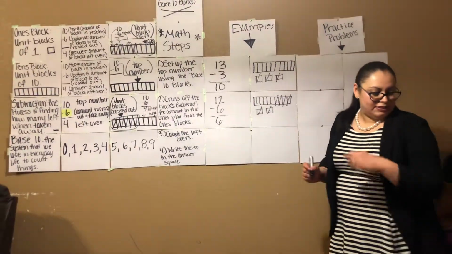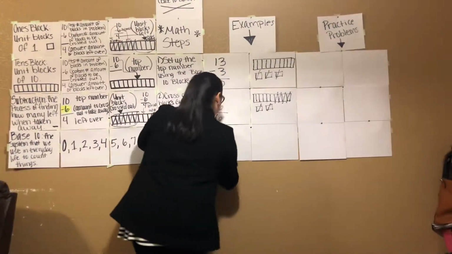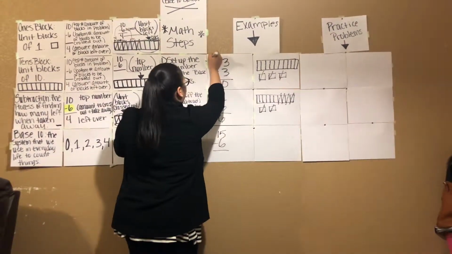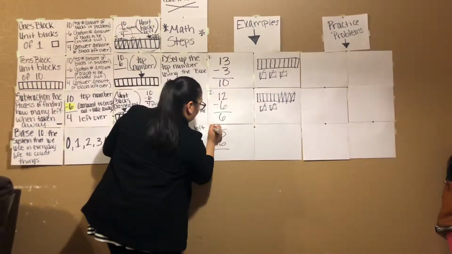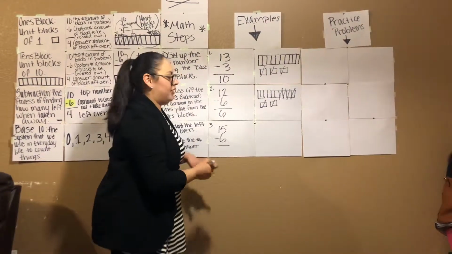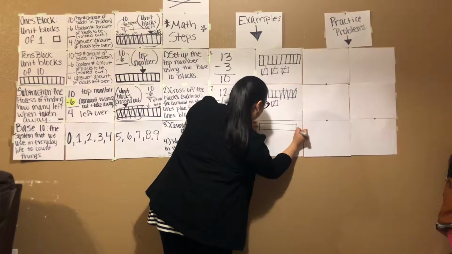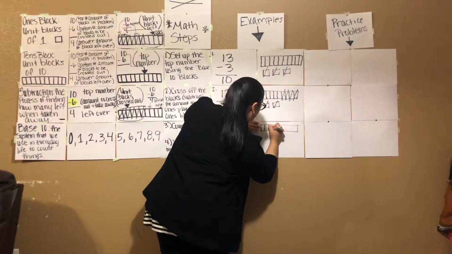Our third example is 15 minus 6. And let me just renumber these for you all. This is our third example, 15 minus 6. Now let's go ahead and create the 15 by starting to use the tens blocks.